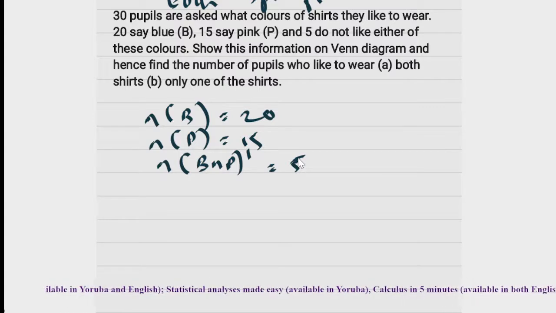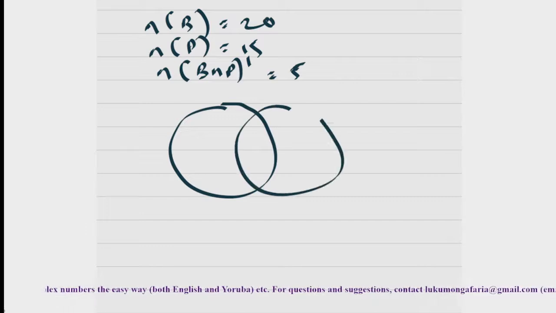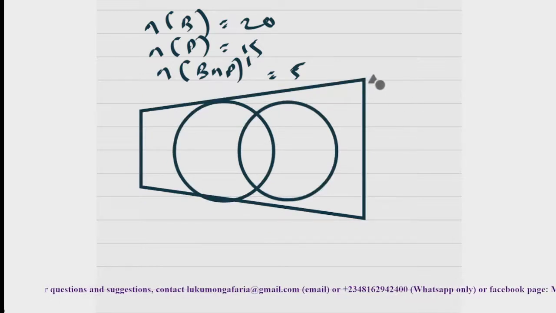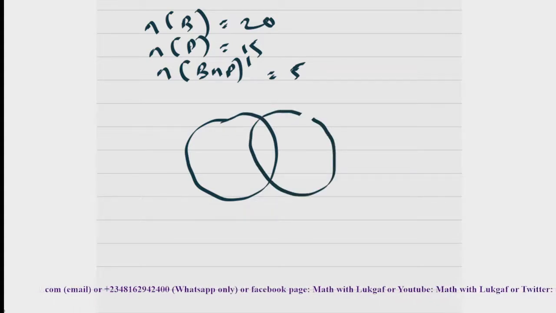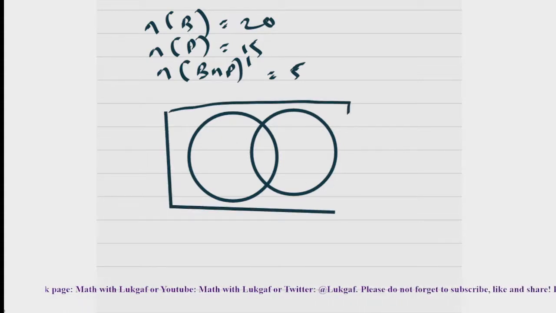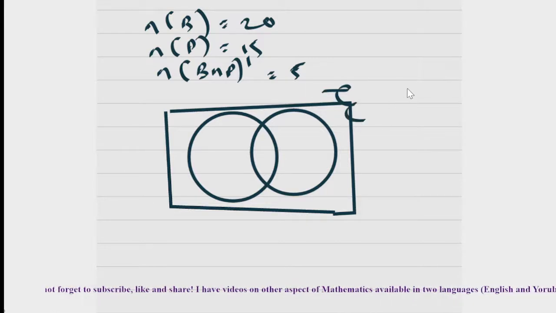So after showing this information, don't go to the question yet. What you are going to do after that is to draw your Venn diagram, so that you put out the information. I have something of this nature. Oh, sorry. That is strange. Let me draw it again. We have two sets, right? So don't forget your universal set.